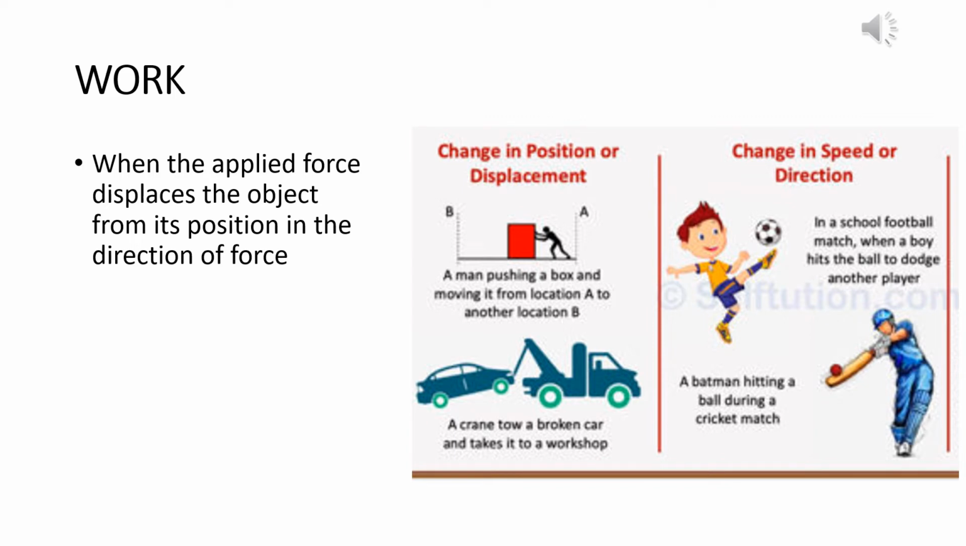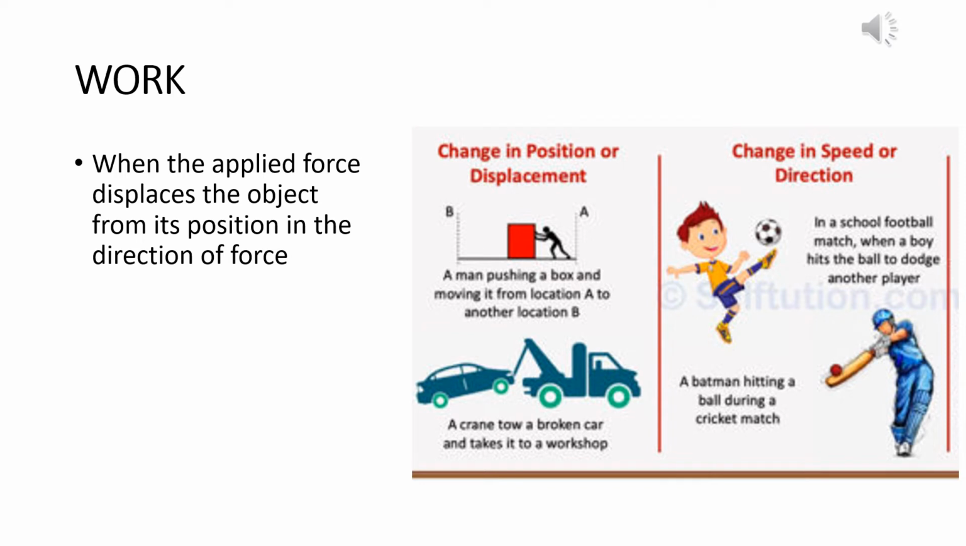So in the first picture we can see that a man is pushing a box and he is applying the pushing force from the right hand side to the left hand side. So the work is only done when the box moves from the right hand side position to the left hand side position, which is the direction of the application of the force, or the box moves from position A to position B.